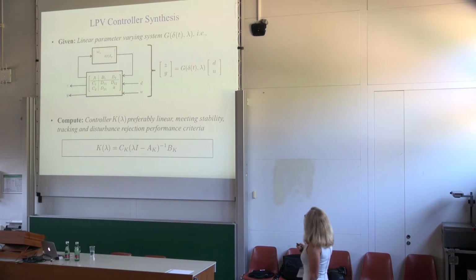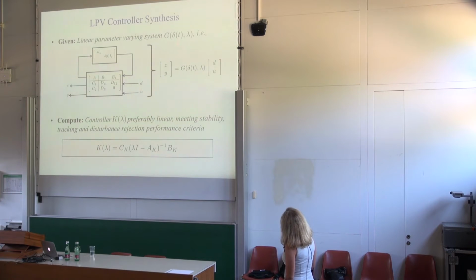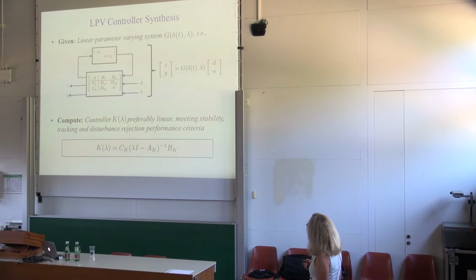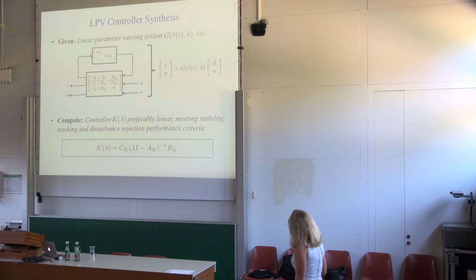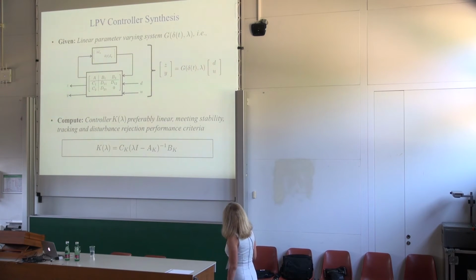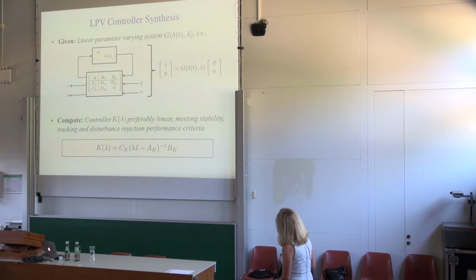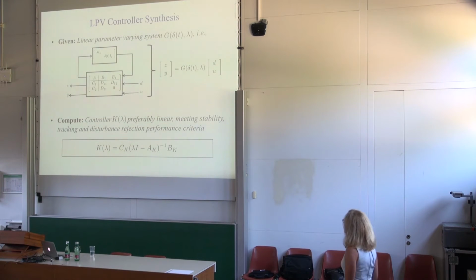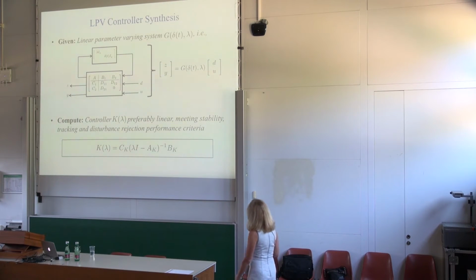So we assume that we're starting with this linear parameter varying system. So we have this G of delta and lambda. So this is our time shift operator and our time varying parameter. We have it in this linear fractional form, right? So it looks like this sort of extended or multi-dimensional time invariant system. And what we want to do then is take this model and compute some controller, I've shown as a discrete time controller, preferably a linear controller that meets our stability, tracking, and disturbance rejection performance criteria.